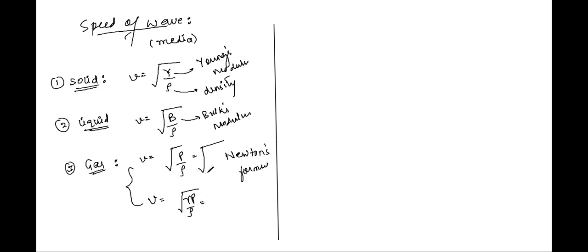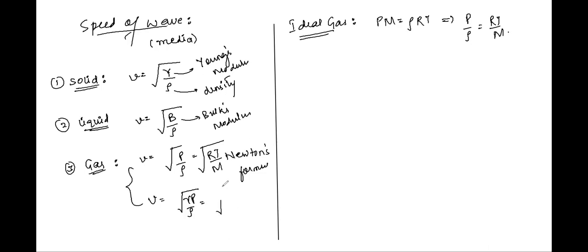What about P by rho? Can we write it in some other term? I think you haven't recalled it. Please revise from next class. PM is equal to rho RT. So this gives us P by rho is equal to RT by M, right? So here we can replace P by rho by RT by M. What is R, T and what is M? Tell everyone.